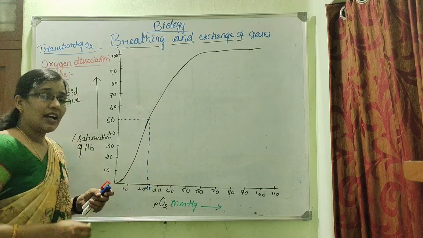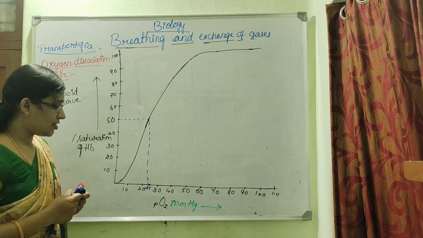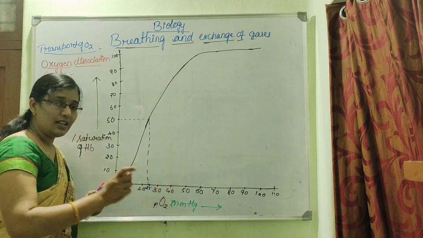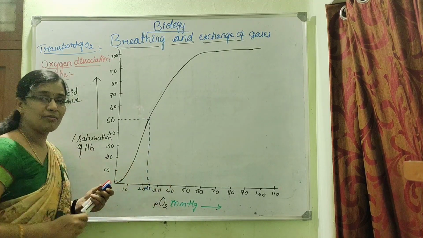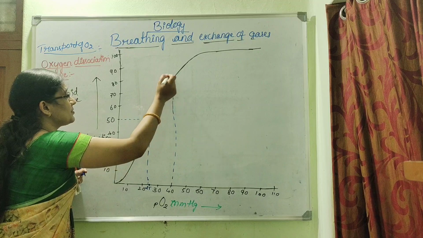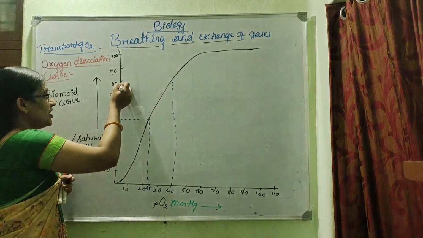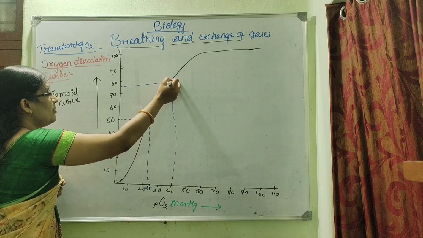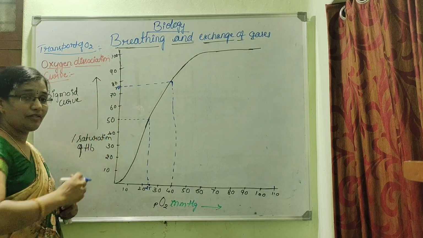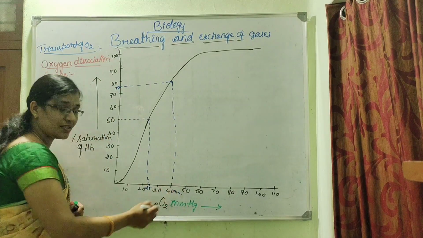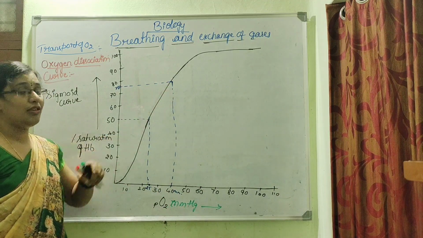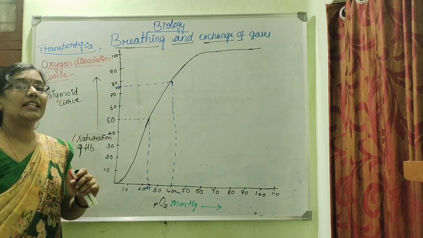And next, inside our tissues, when the partial pressure of oxygen is 40 mmHg, the percentage saturation of hemoglobin will be about 75%. So under 40 mmHg partial pressure of oxygen, about 75% of hemoglobin is saturated with oxygen.